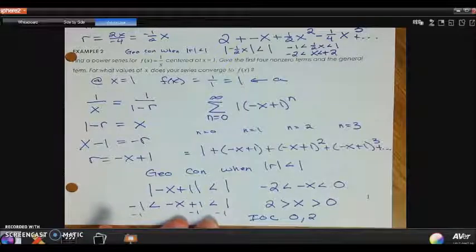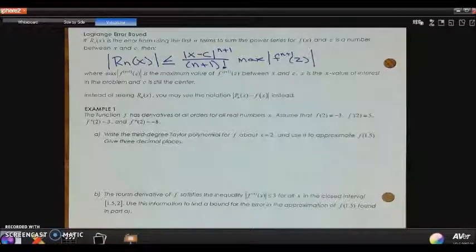Okay, so Lagrange error bound, this is going to be probably on that FRQ. It'll be on the free response, like your part D. After you generate the polynomial, it'll ask you about this. So Rn of x is the error. So read this as just error. Remember, absolute value of that is just your error, using the first n terms to sum the power series f of x.